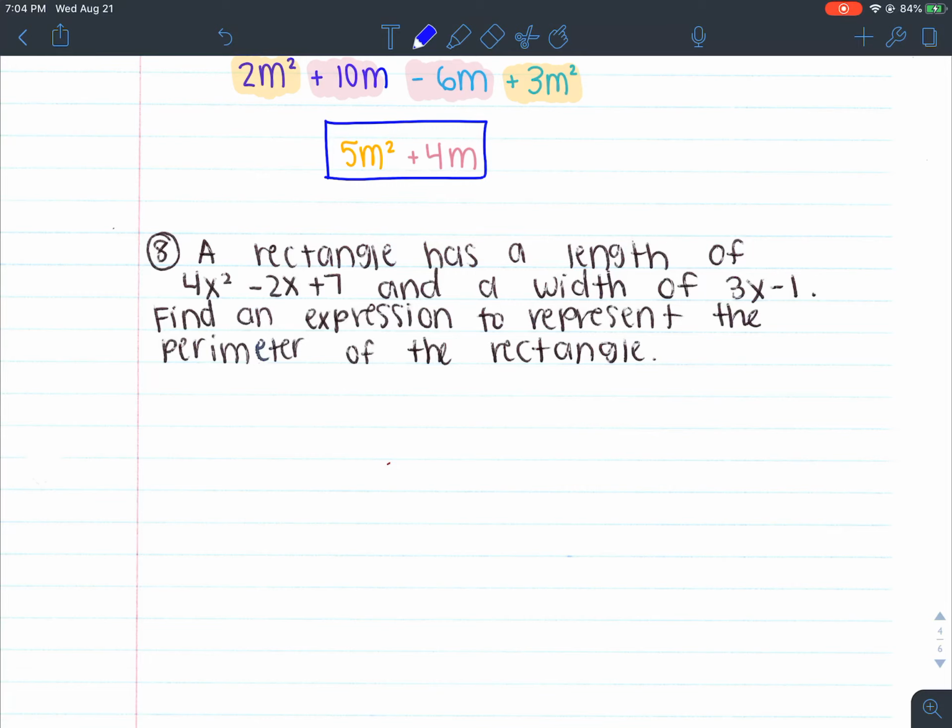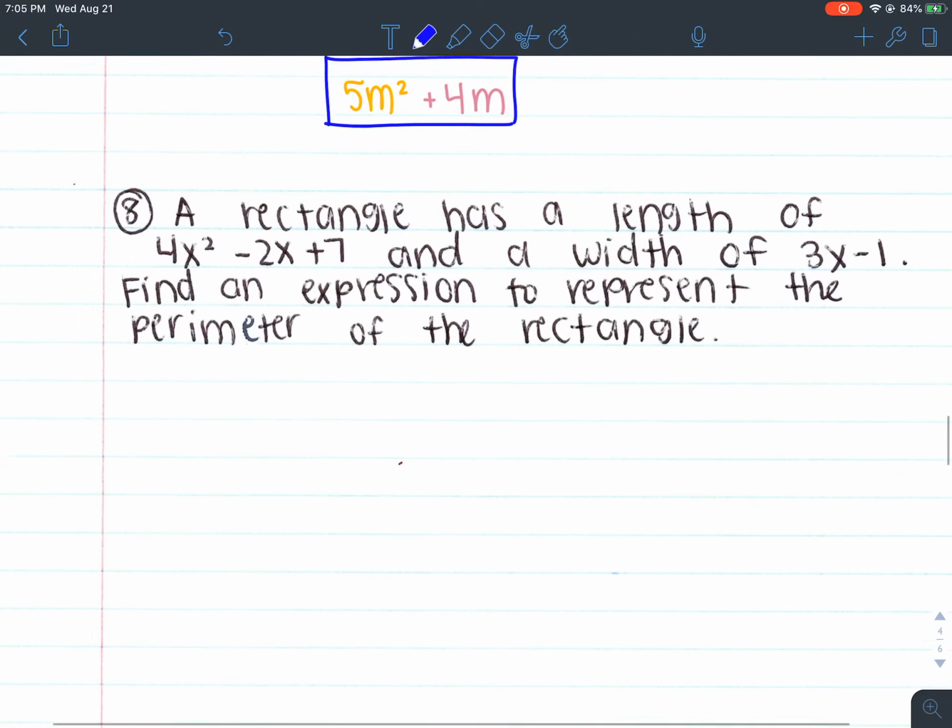All right, number 8 is our only word problem. A rectangle has a length of 4x squared minus 2x plus 7 and a width of 3x minus 1. Find an expression to represent the perimeter of the rectangle. All right, so we want to represent the perimeter of the rectangle, and it's asking us to find an expression, which means this is not an equation. We are just asked to simplify and create an expression.